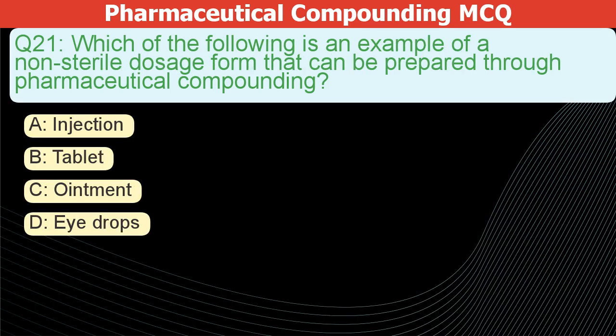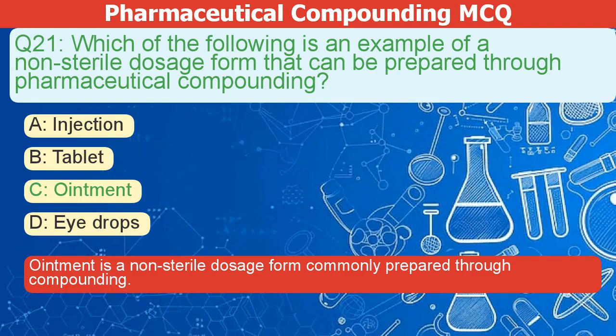Which of the following is an example of a non-sterile dosage form that can be prepared through pharmaceutical compounding? A. Injection. B. Tablet. C. Ointment. D. Eye drops. The correct answer is C. Ointment is a non-sterile dosage form commonly prepared through compounding.